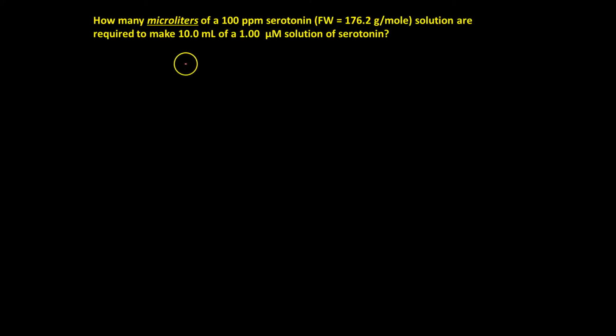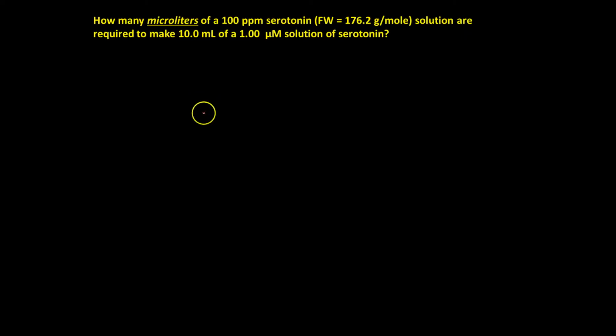So you have an initial solution which is 100 ppm of serotonin. We have a molecular weight here. And it says how many microliters of this are required to make 10 milliliters of a 1 micromolar solution.